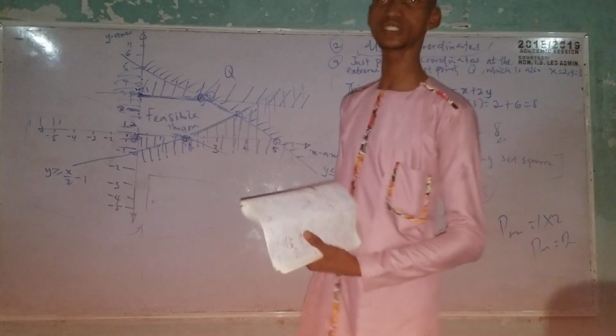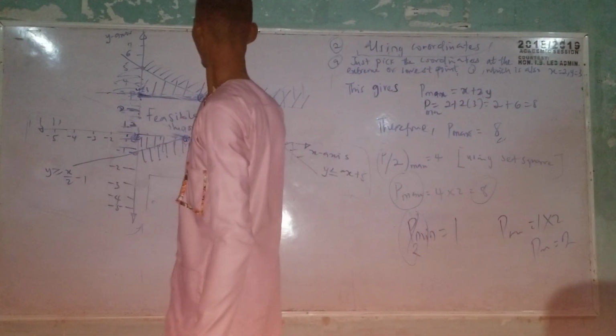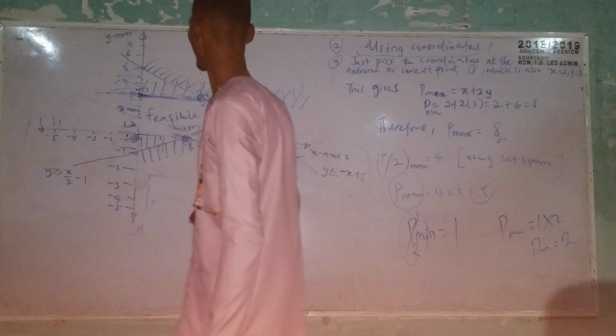So if your graph is wrong, there will be error. So what do you do? It will surely be on it. So you see this.